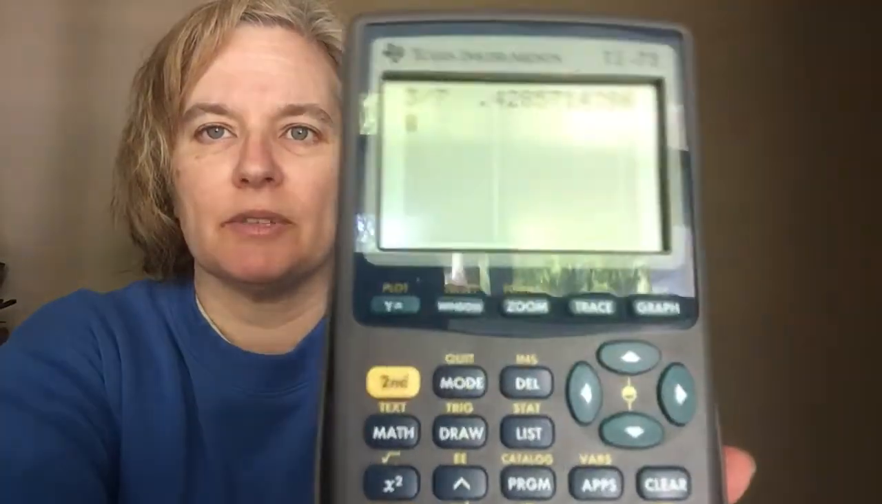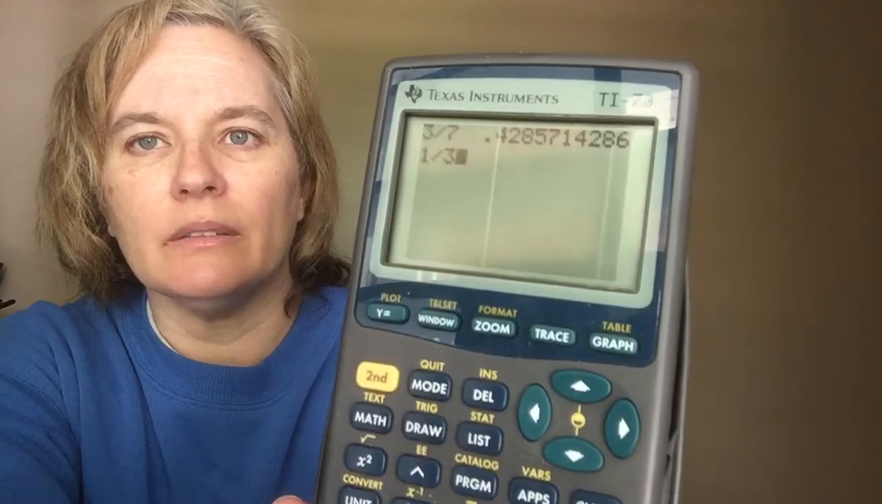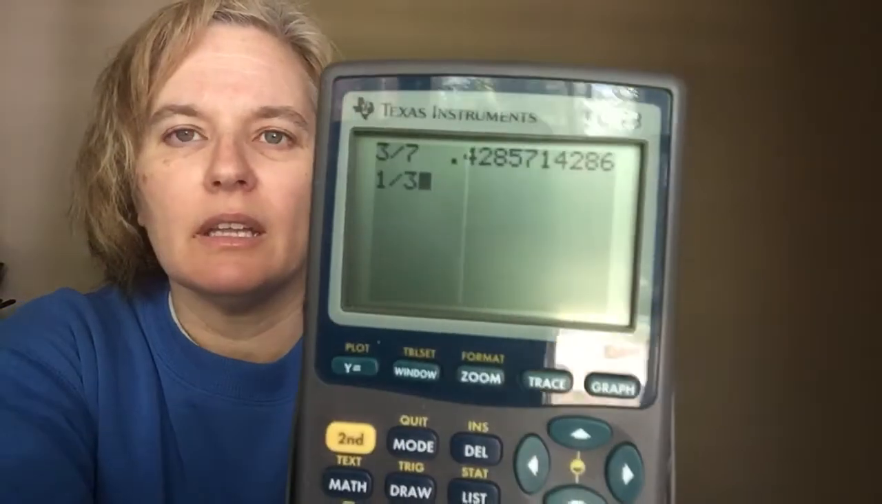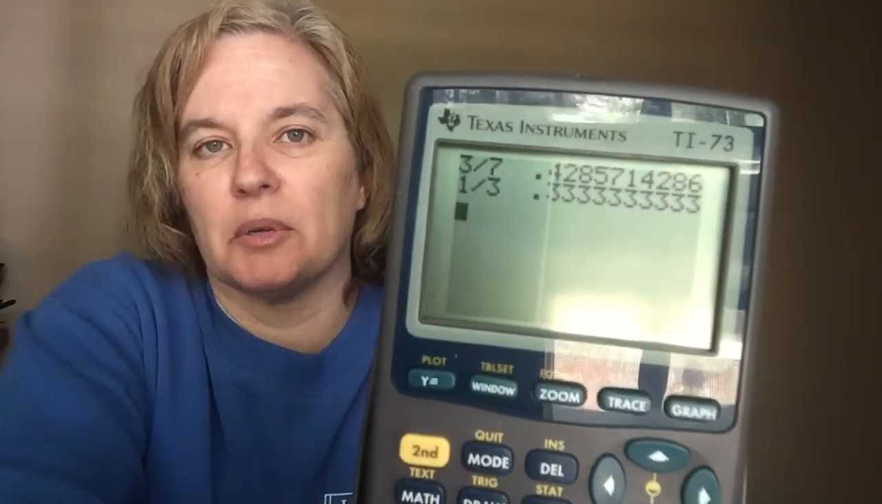1/3 is like that. If people say 1/3, they mean 33%. Check this out. 1 divided by 3 equals, see all the threes, so people just say 33%. You can do this. You do not have to have a big, fancy calculator. You can do it on a plain old calculator.